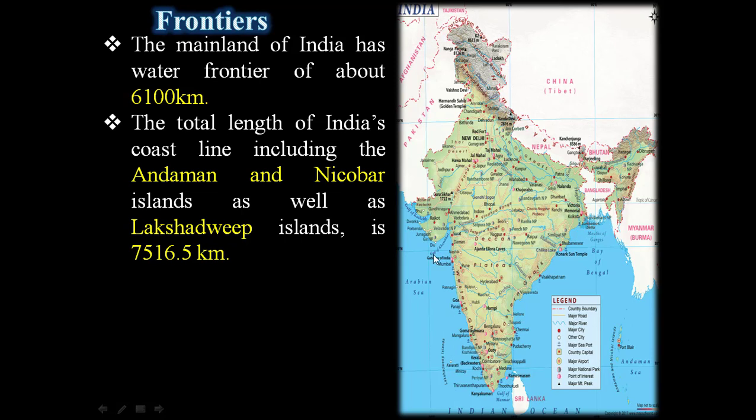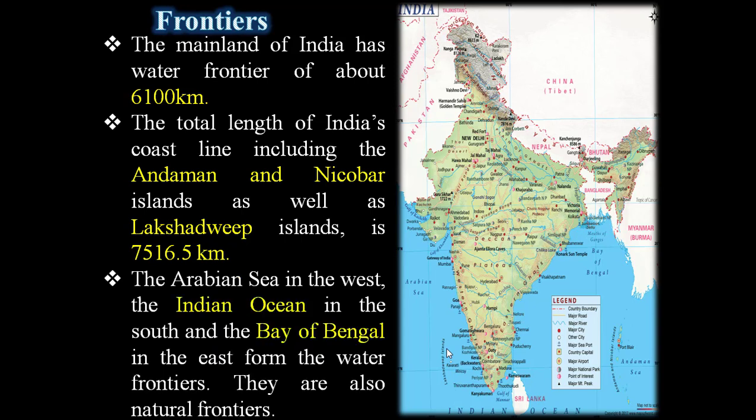The total length of India's coastline, including the Andaman and Nicobar and Lakshadweep Islands, is overall 7,516.5 kilometers. Only this part of the area is 6,100 kilometers, and including the Andaman and Nicobar Islands and Lakshadweep Islands, it is 7,516.5 kilometers. The Arabian Sea in the west, the Indian Ocean towards the south and the Bay of Bengal towards the east are water frontiers. They are also considered natural frontiers.